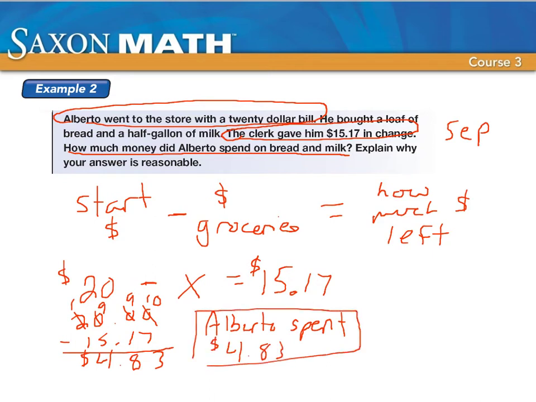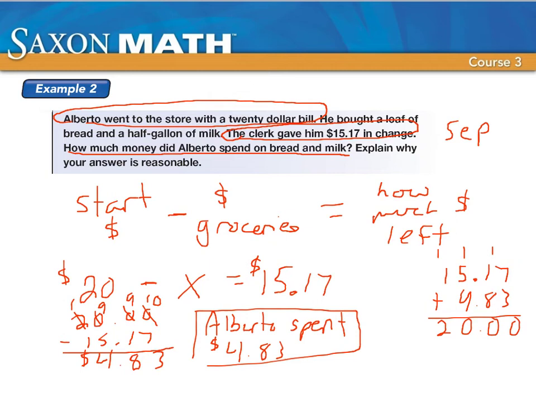Now we should check this to make sure it's right. To check it, we are going to do the same thing that we've usually done before. We're going to take the amount we ended with, $15.17, and add in what he spent and see if we get $20. So that's 10, carry the 1, that's 10 again, carry the 1, that's 10 again, and that's 2. $20. $15.17 of change plus $4.83 he spent gives me his $20 he started with. So there's our check.